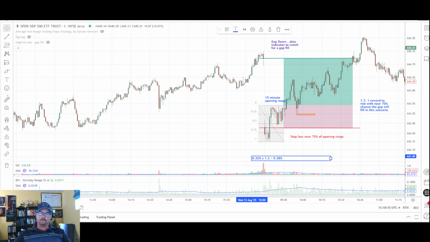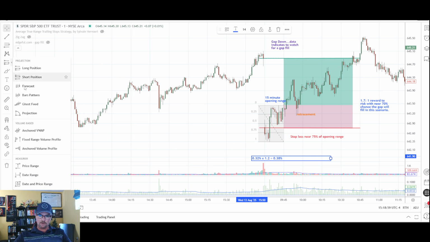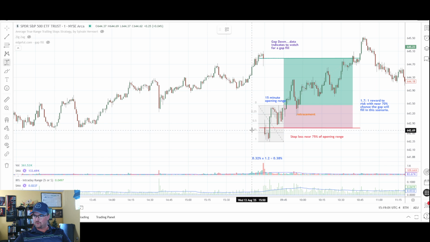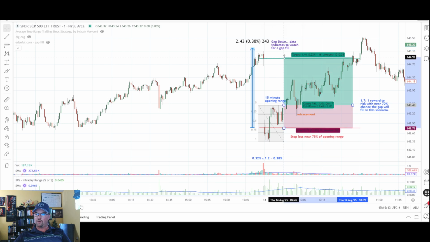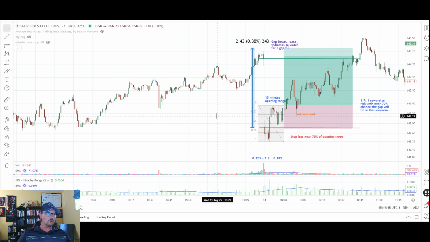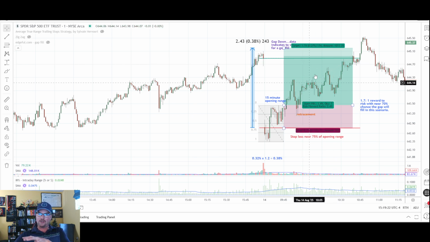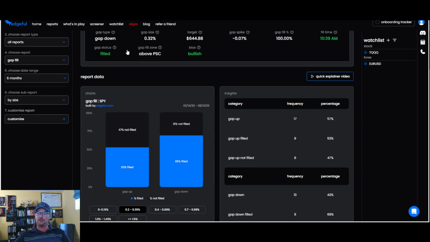So from the gap, let's use our price range. So we opened down here. 0.38 is right around there. So we could actually put our target there without really decreasing the odds of that target getting hit. Basically, we're capturing a little bit extra.